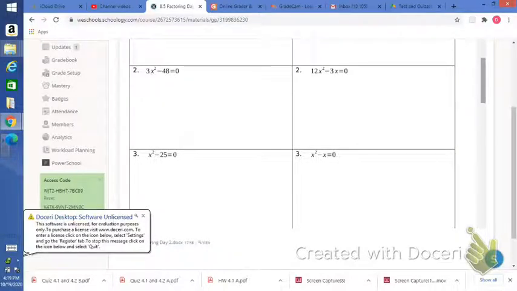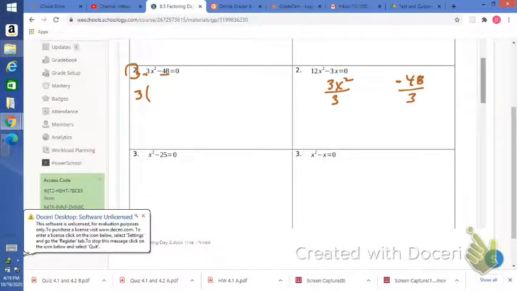Alright, let's look at the next couple. So we're going to go here. We have 3x squared minus 48 equals 0. Now, before I rewrite my bx term as 0x, I notice that I can factor out a 3. I can pull out the greatest common factor, which is 3, because for 3 and 48, the GCF is 3. So 3x squared divided by 3, negative 48 divided by 3.